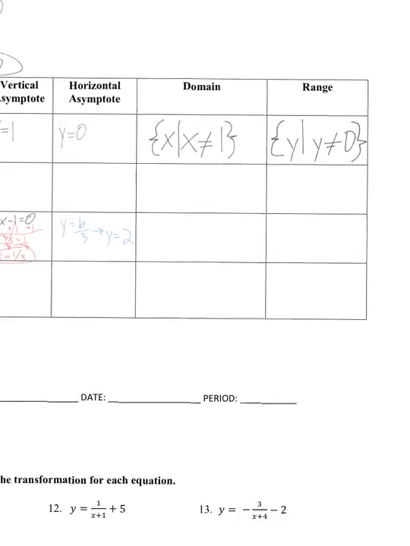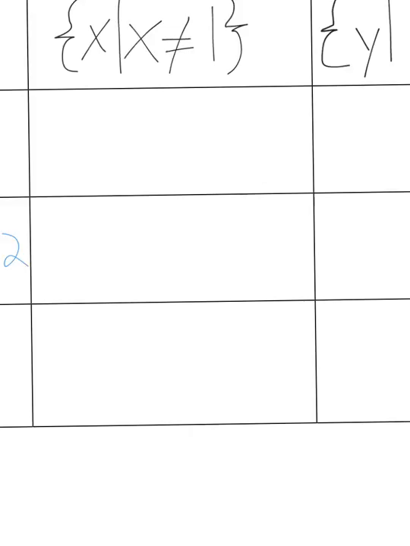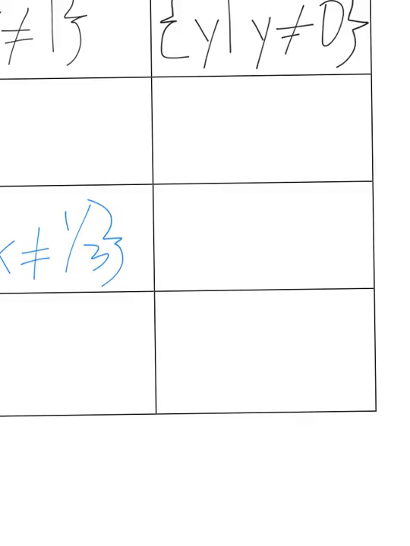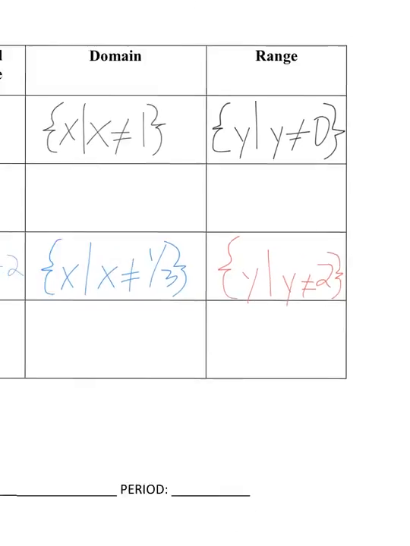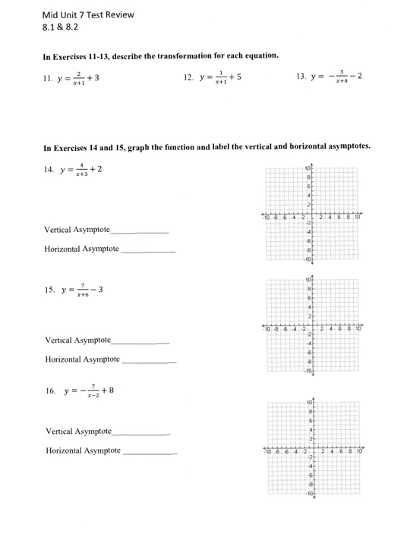That's it. So here we have 1/3 and 2. So x is in all real numbers such that x cannot equal 1/3. And then we'll say y is in all real numbers such that y cannot equal a positive 2. And so that's all I'm looking for on the domain and range there. So now we're on to the back, I guess.